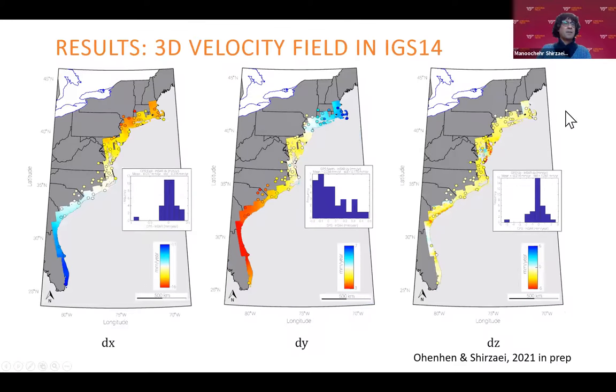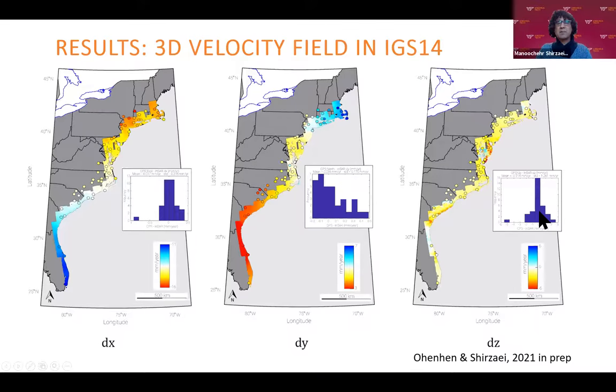So here are the final results. What you see here is the east-west, up-down, or south-north, sorry, north-south, and up-down components of the 3D displacement field as a combination of all those data sets. The circles show the location of GNSS stations that are not used for the analysis and are kept aside for validation. The histogram shows you the comparison between different data sets. I'll just focus on the last one, which is vertical land motion.